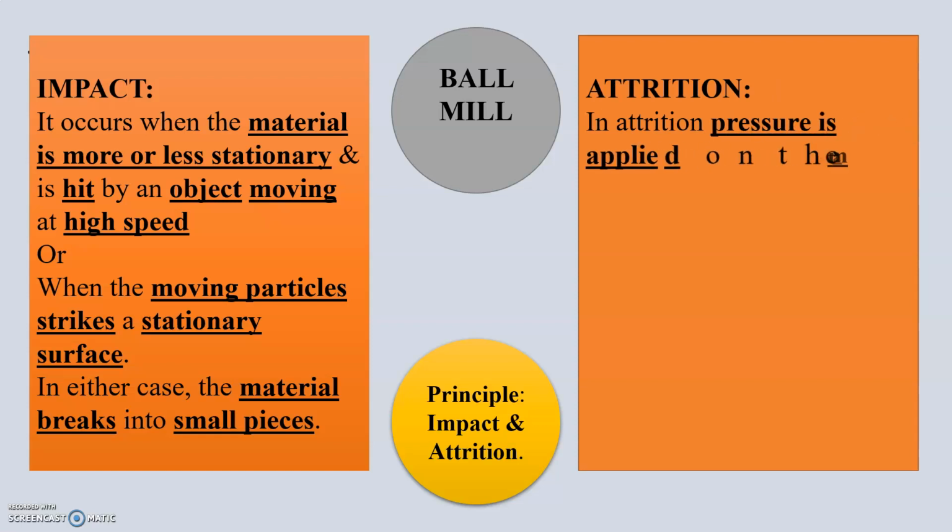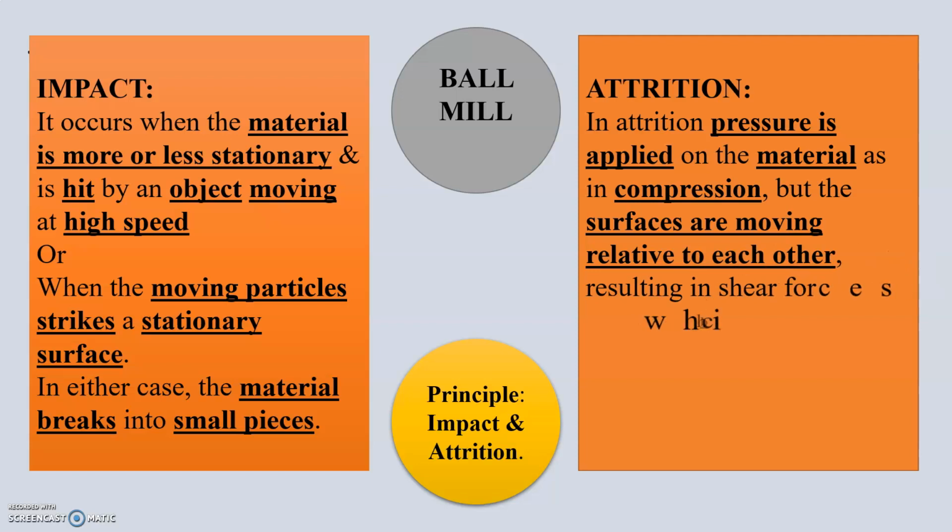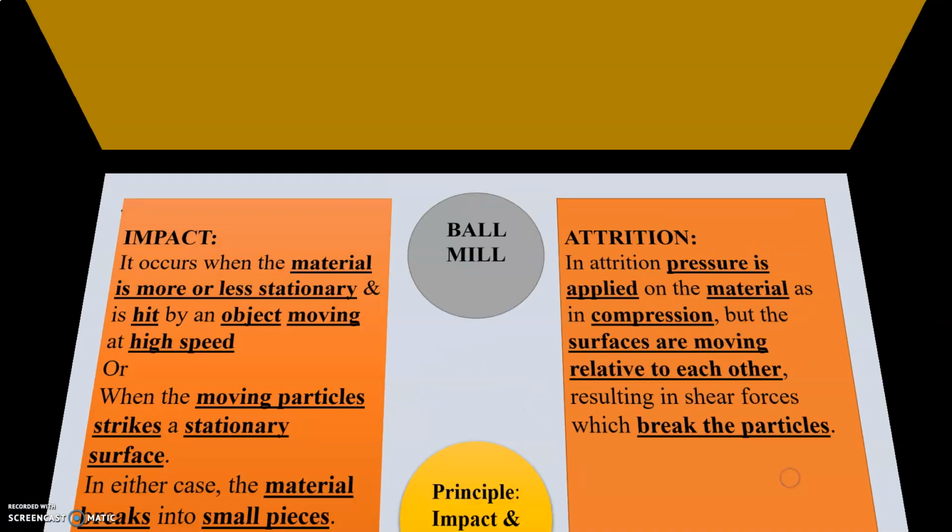Whereas in attrition, the pressure is applied on the material as in compression, but the surfaces are moving relative to each other, resulting in shear forces which break the particles. So in this way, the ball mill works on the principle of combined impact and attrition. Now let us see the construction of ball mill.